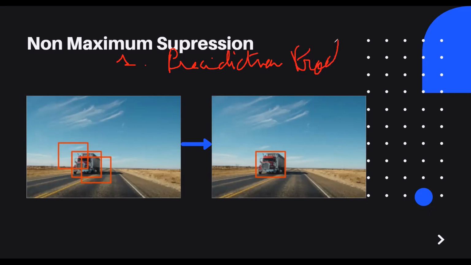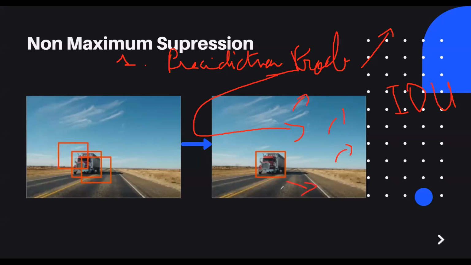Probability. We take the one with the highest, and then we calculate, or we find, the intersection over union between this box and all the other predictions. Okay, so our algorithm is going to walk around the image and throw off some activations. Some predictions are here, some predictions are here.